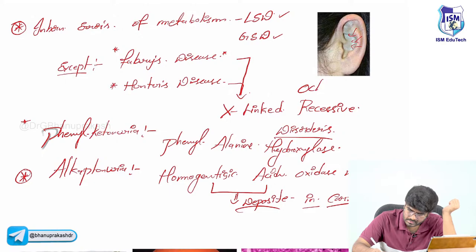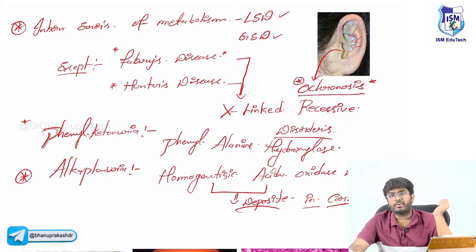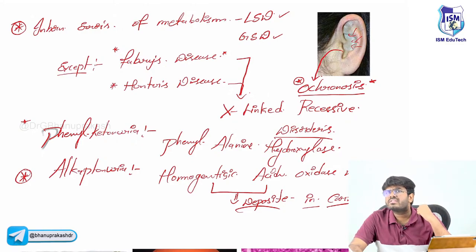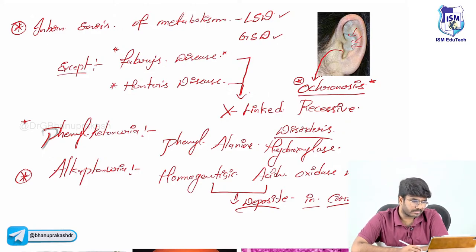This is an image-based question that will come in your exam. Ochronosis is seen in alkaptonuria, homogentisic acid oxidase deficiency. Now, what kind of disorder is it? Is it autosomal dominant or autosomal recessive? It's an autosomal recessive disorder.